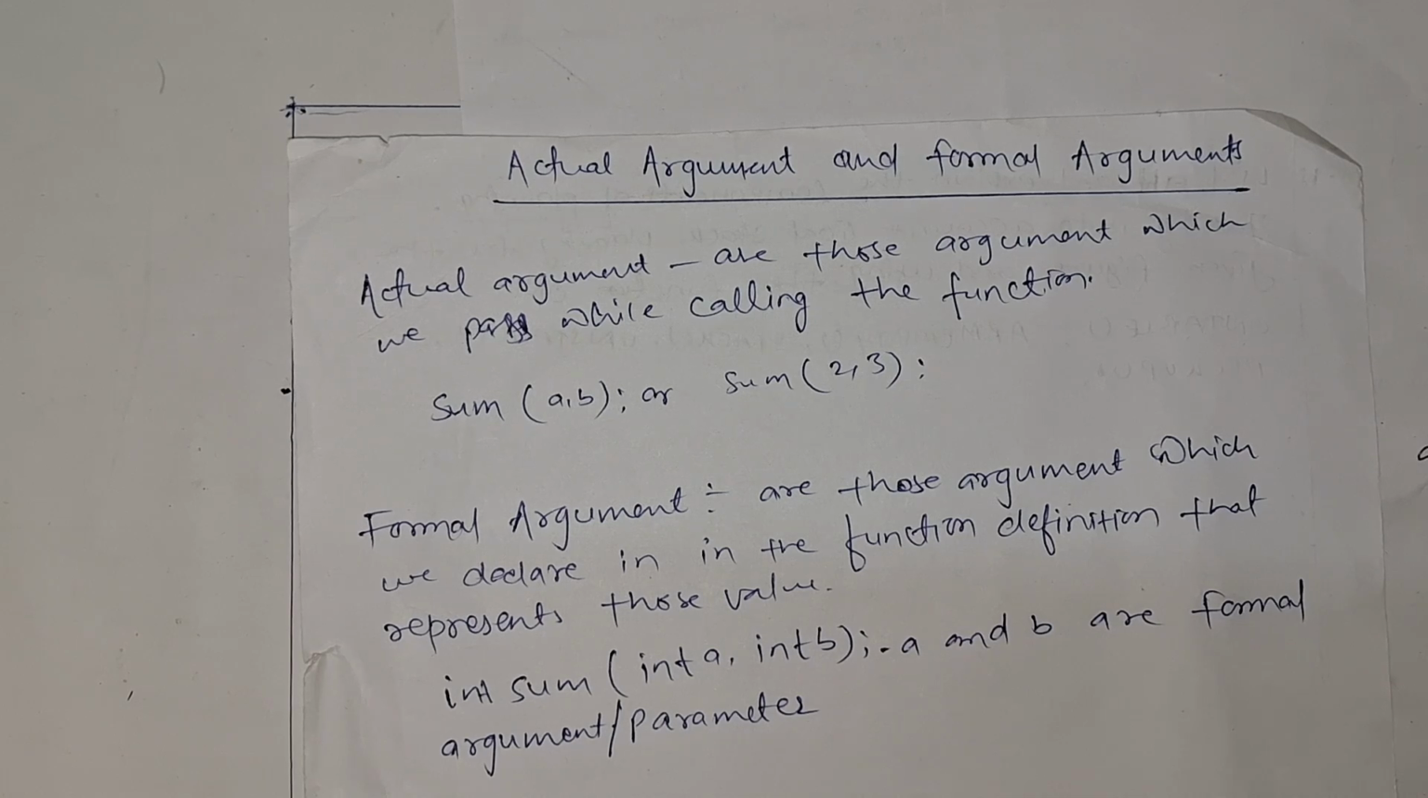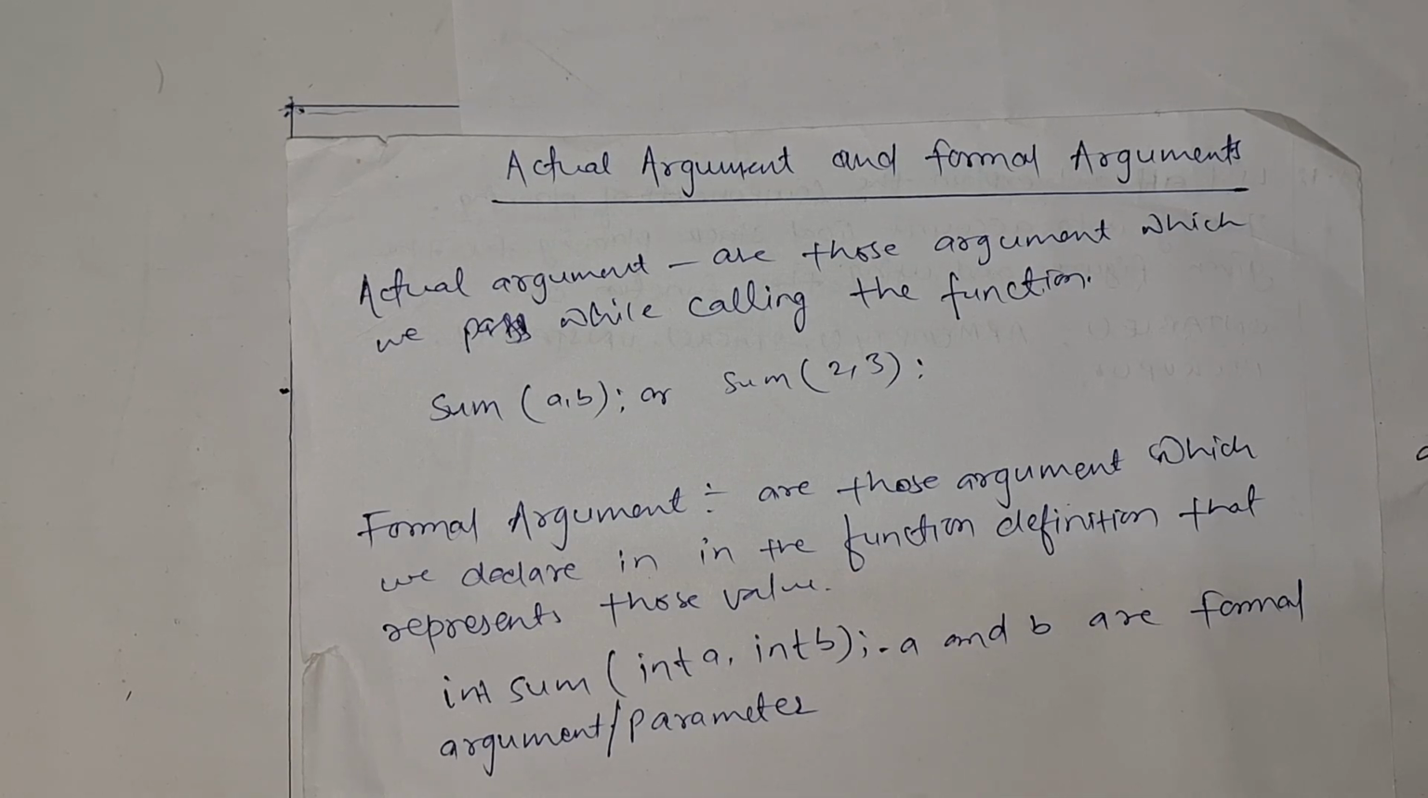Hello friends, in this video we are going to discuss the topic of function, that is actual arguments and formal arguments. First of all, we have to know that an argument is also called a parameter. Parameter means whatever we are passing to the function, or the same for the arguments. Now we are going to discuss what are actual arguments and what are formal arguments.